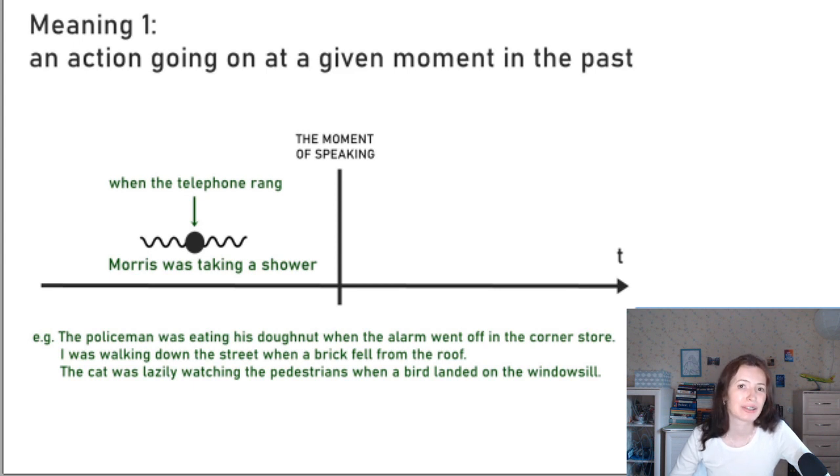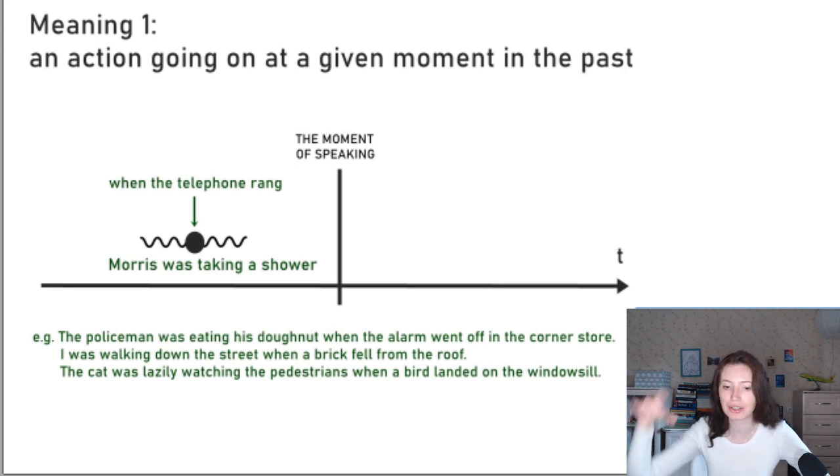So normally, I would say always, but I know that as soon as I say always, somebody is going to find the example which ruins it. So normally you would have two actions in the sentence where you use the past continuous in this meaning. One of them sets the point, and another one is the background for that point. So Morris was taking a shower.